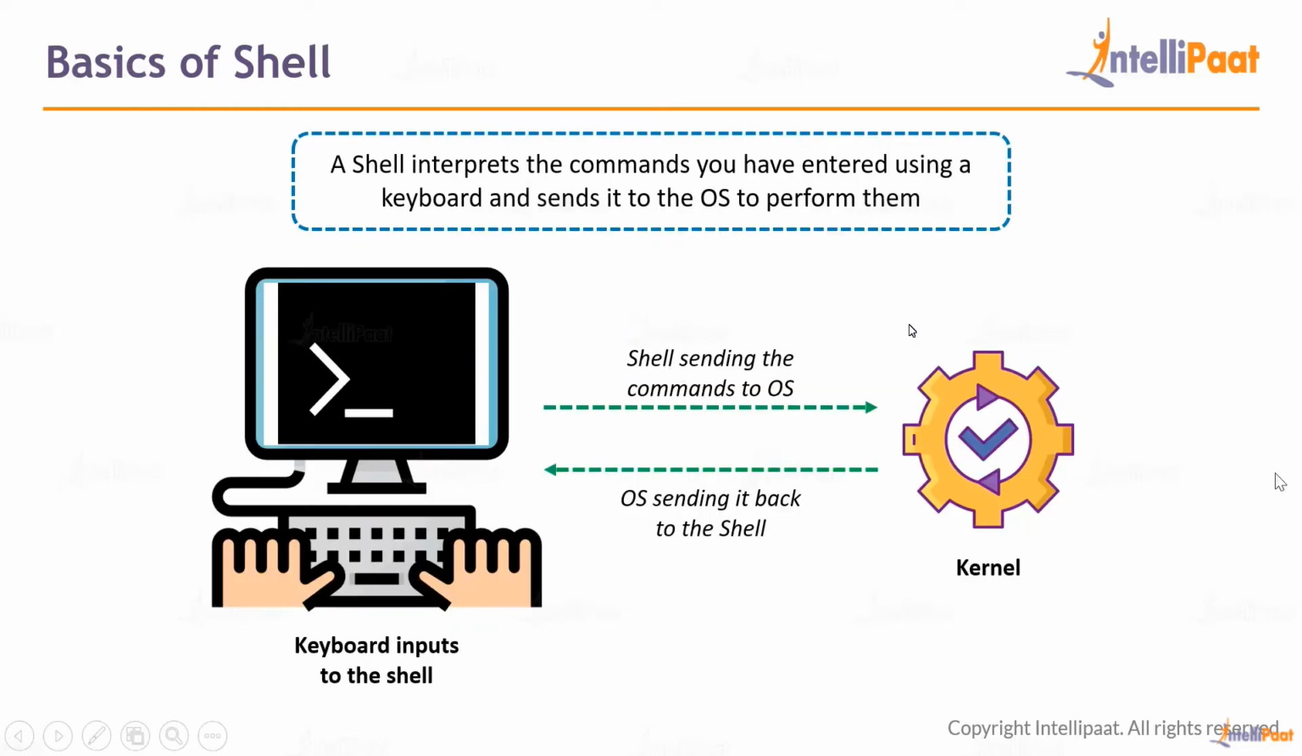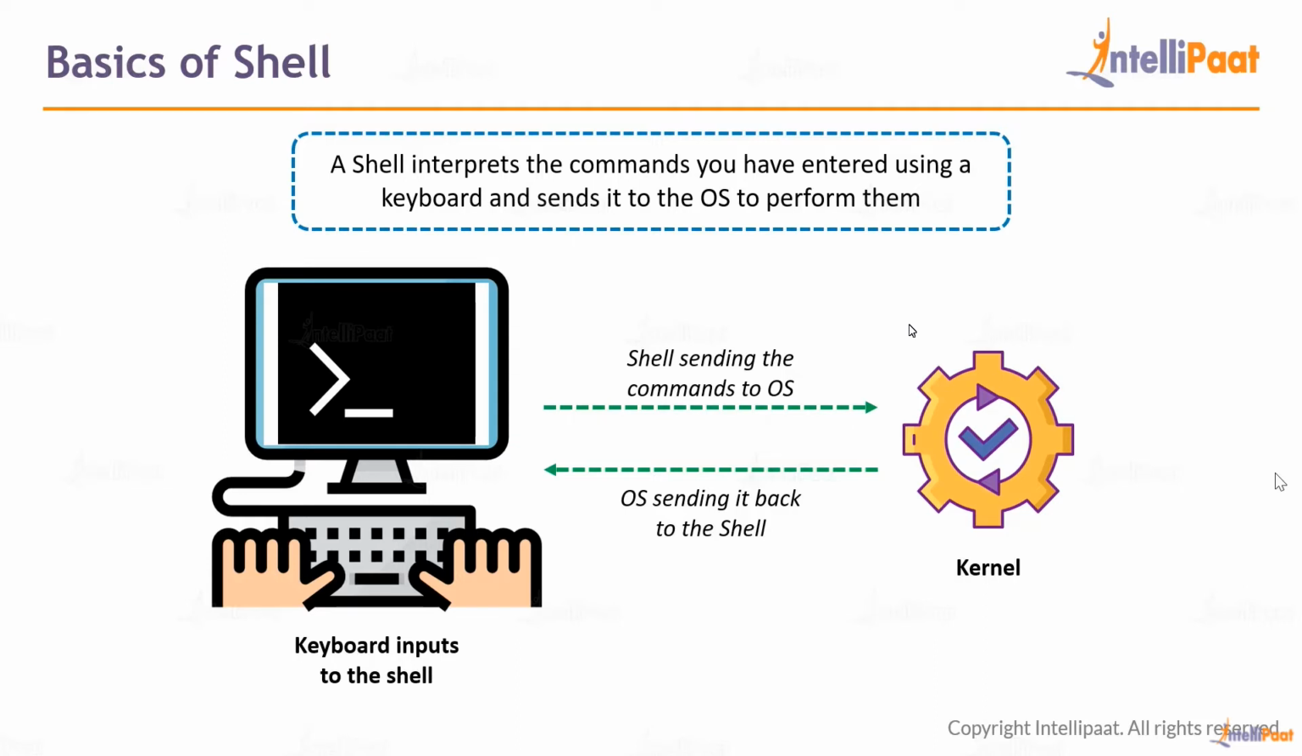Moving on, we'll first have to understand what is shell. A shell interprets the commands you have entered using a keyboard and sends it to the operating system to perform them. As we've discussed in the Linux architecture, you have the shell and then you have the kernel. Both these entities, shell and kernel, are programs which are running on the operating system. The operating system is what makes the shell and kernel possible. The kernel is trying to communicate with the hardware. The shell is the interface between the kernel and the user.